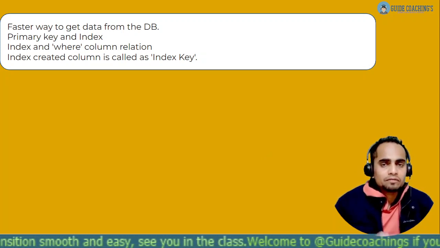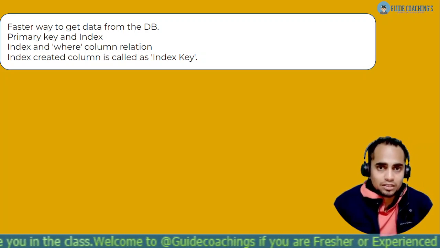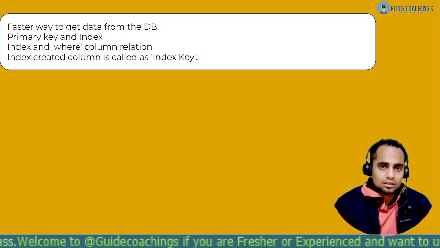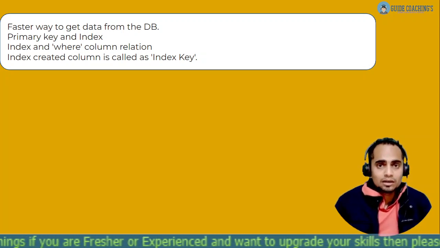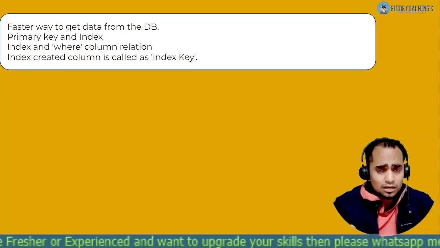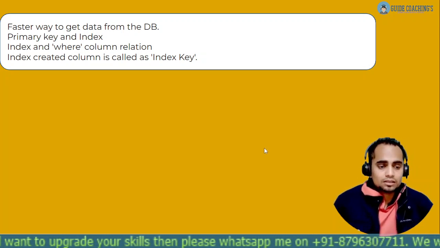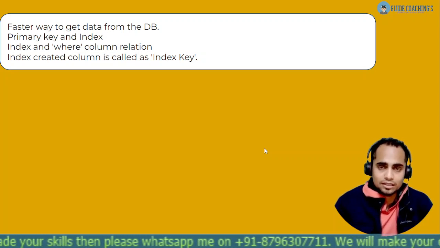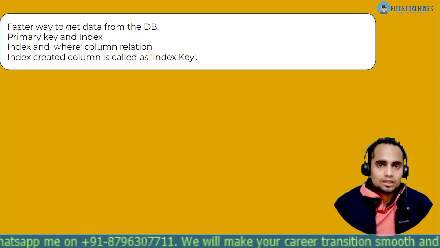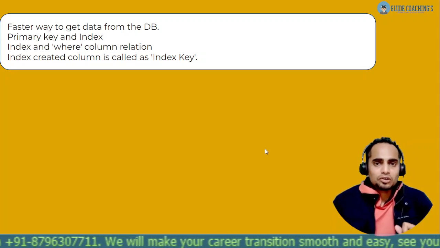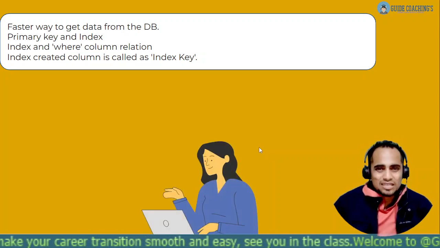Whenever we write a query like select star from table where employee id is something xyz, at that time we are writing that where condition. We are going to see why the where condition and index are related. Then, the column on which an index is created is called an index key. Whatever column you create an index on, that particular column will be called an index key.